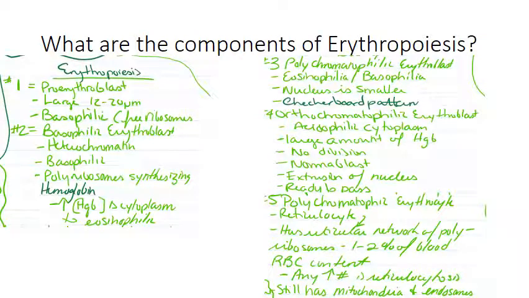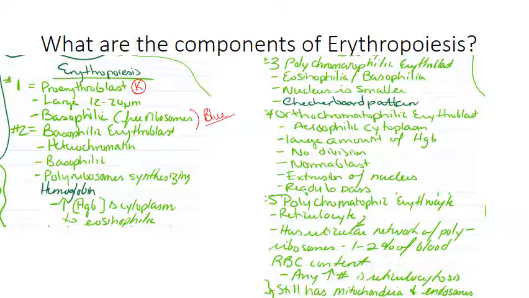So what are the components of erythropoiesis? Well, erythropoiesis, number one, has the proerythroblast, which I'm going to draw a little K here for kinetic. Just remember, it's going to be responsible for mitosis. It's large, about 12 to 20 micrometers, and it's basophilic, so it has free ribosomes. So basophilic means blue, okay?